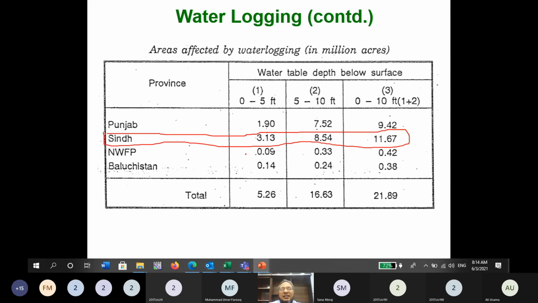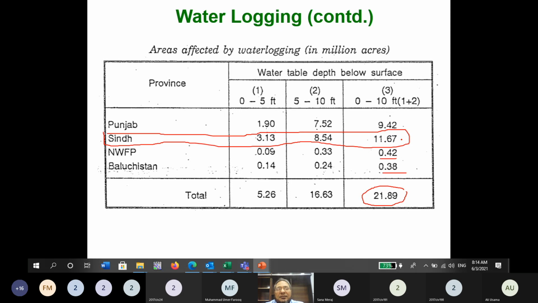What about other provinces? Very less in KP, and the total is 0.42 million acres, whereas the least waterlogged land is in Balochistan. There is no water, 0.38 million acres. So total waterlogged land in Pakistan is about 22 million acres. If you see among all provinces, Sindh has more waterlogged area.